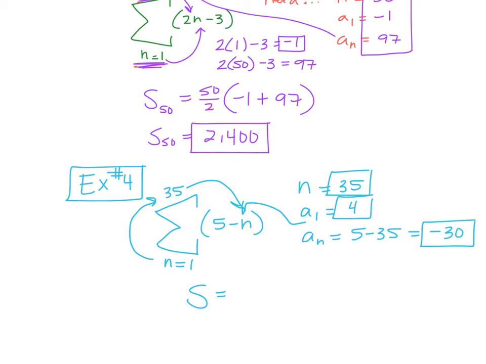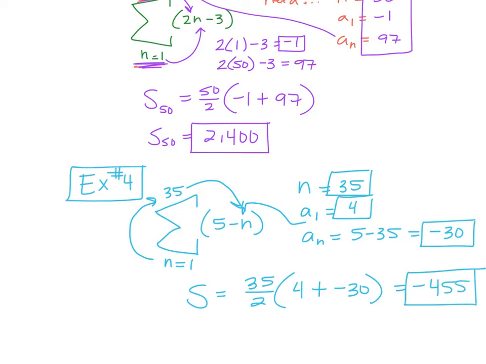So it's going to be n divided by 2, so 35 divided by 2, times the first term, which is 4, plus the last term, which is negative 30. And again, you can just plug that in how you see it, or do PEMDAS if you want to simplify one piece at a time. But that comes out to negative 455. Okay, so that's example 4.